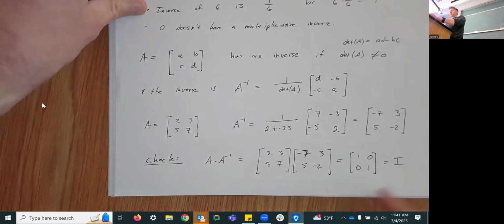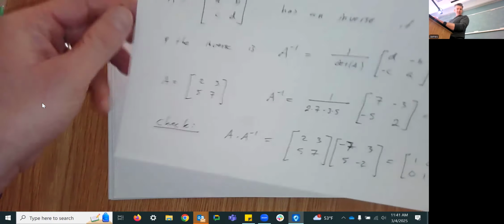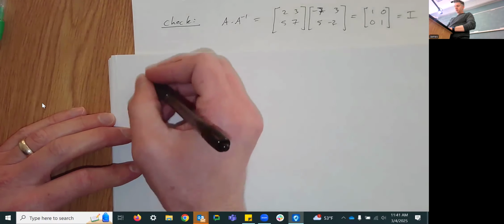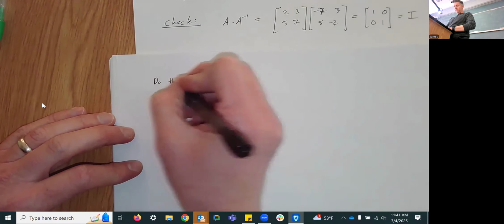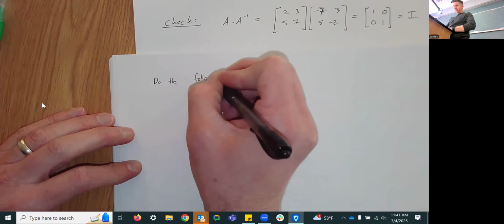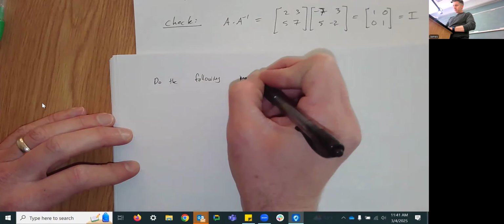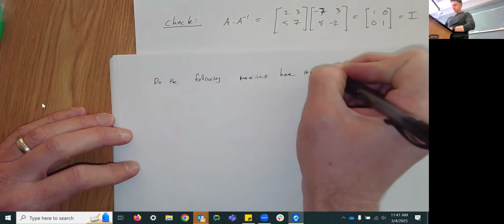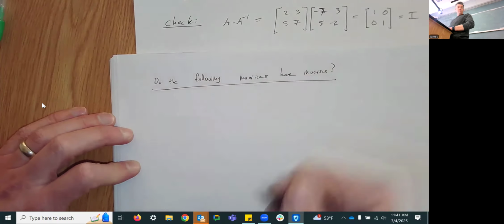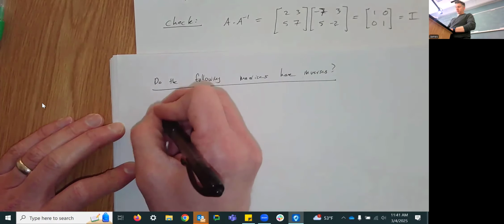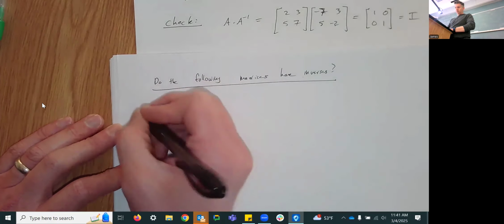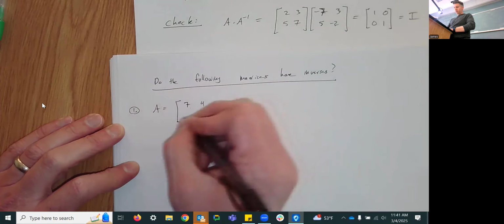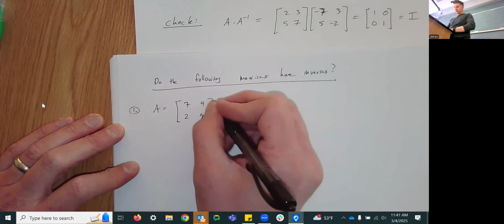Just a couple more examples here. Do the following matrices have inverses? Let's start with the first one. A is equal to the matrix 7, 4, 2, 9.